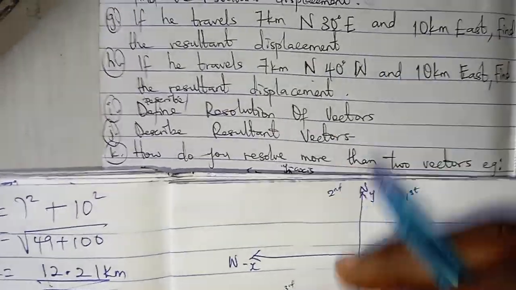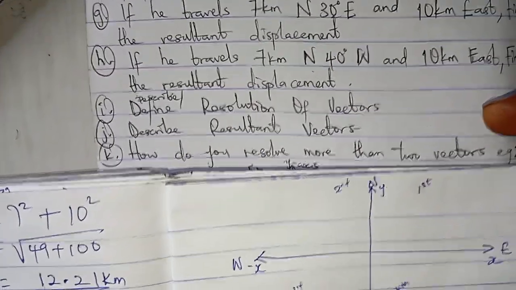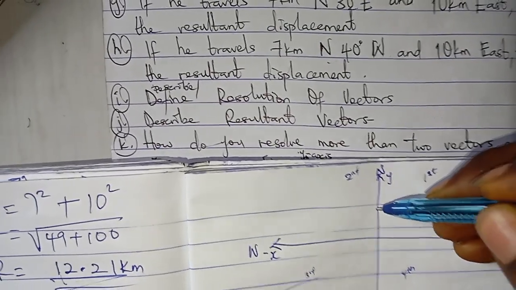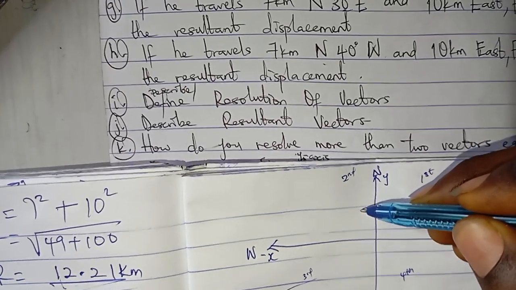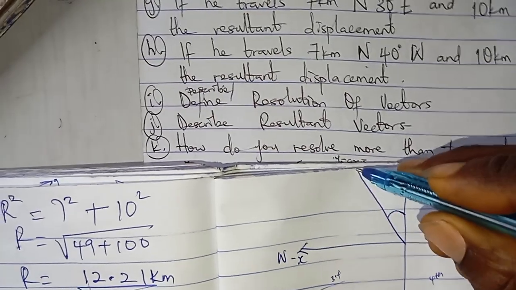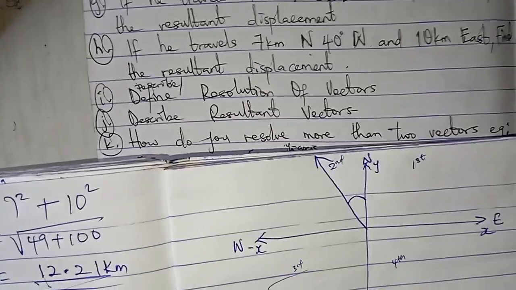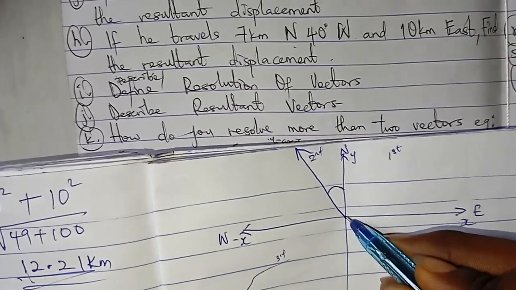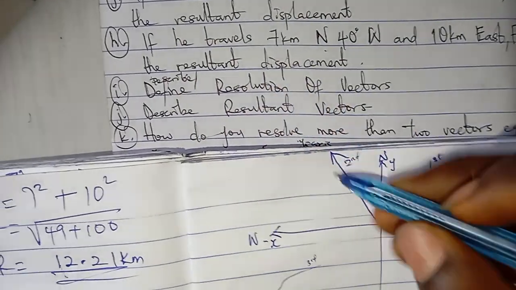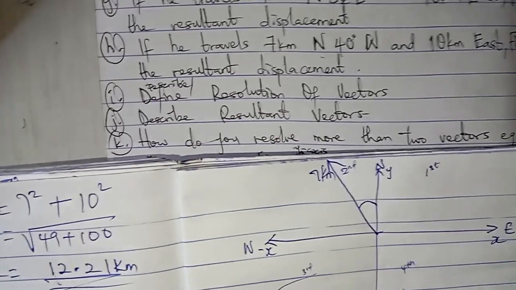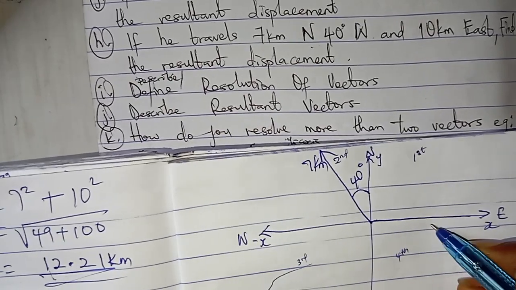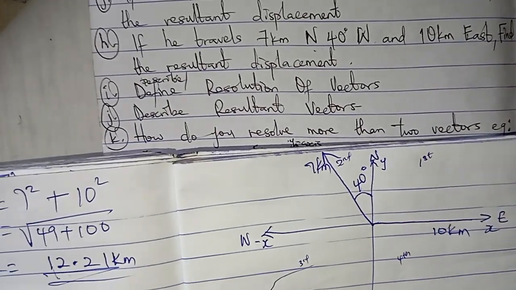If you don't draw this and you start trying to interpret this angle, you will make mistakes. So if he travels north of west, from the north, he's traveling 40 degrees towards the west. It's very important. From here, you get the angle. And then 10 kilometers to the east. See the question: if you travel 7 kilometers, 40 degrees, and then 10 kilometers to the east, find the resultant displacement.